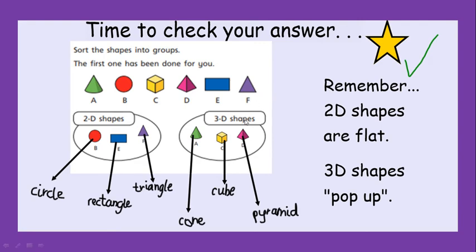But then in my 3D shape sorting oval, I've got a cone, I've got a cube, and I always remember, if you look at that shape of that cube, it reminds me of a dice or a die, and I know that that's a poppy-up shape, so that's how I remember that a cube is a poppy-up shape, because it reminds me of a dice.